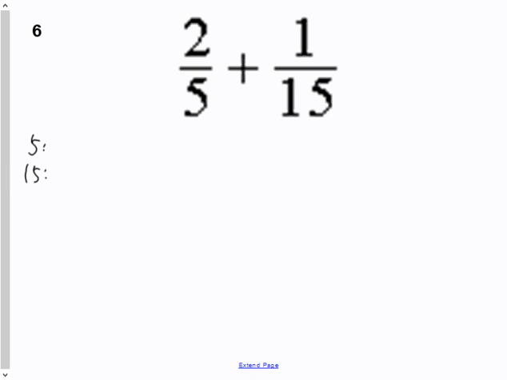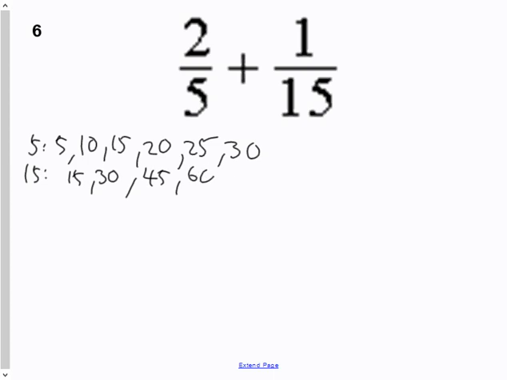Okay, so the multiples of 5, if I keep going, I can go as far as I want. I'm going to stop there and see if that's far enough. I'll go to 30 as well. So 5, 10, 15, 20, those are all multiples of 5. And the multiples of 15 are 15 and 30 and 45 and 60, etc.